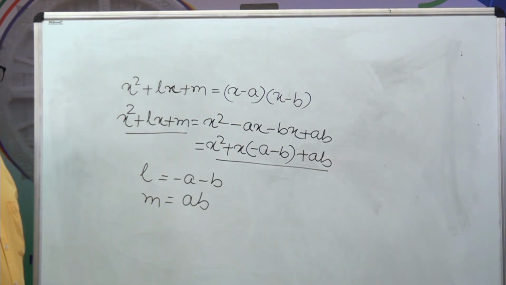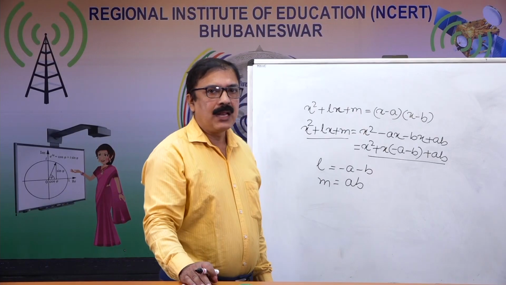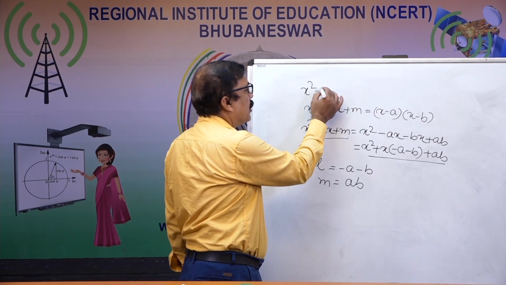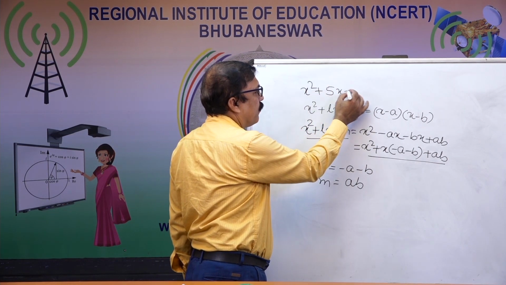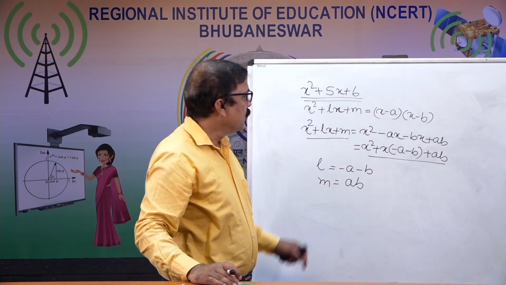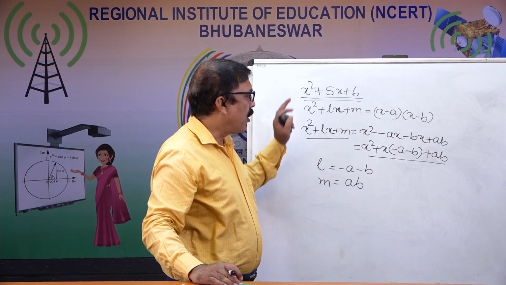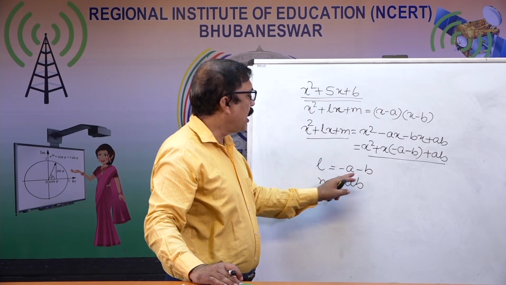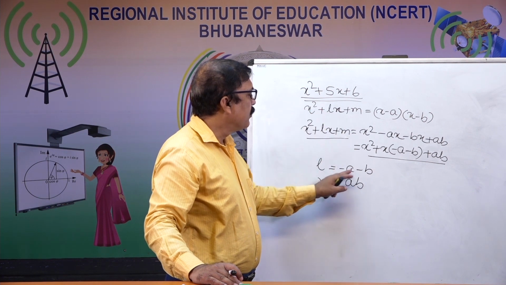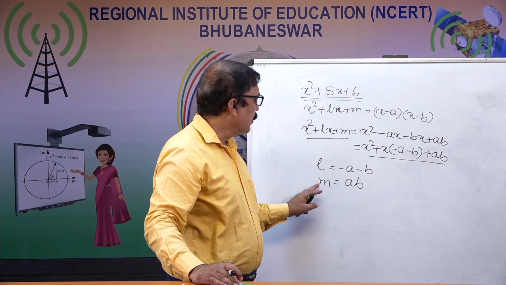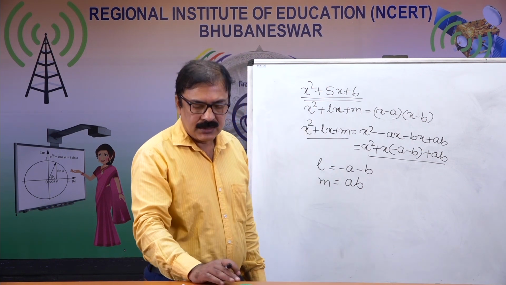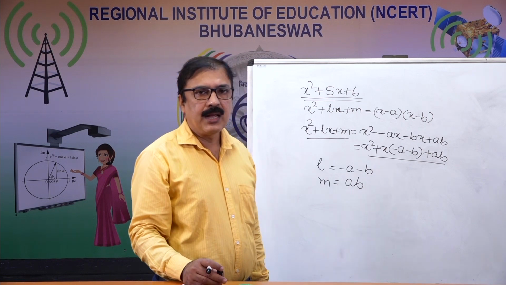So whenever we have an equation of this type, say x square plus 5x plus 6, in such a problem we always look for two numbers a and b such that the middle term is the sum of these two numbers, and m is the product of those two numbers. We'll see it in an example.